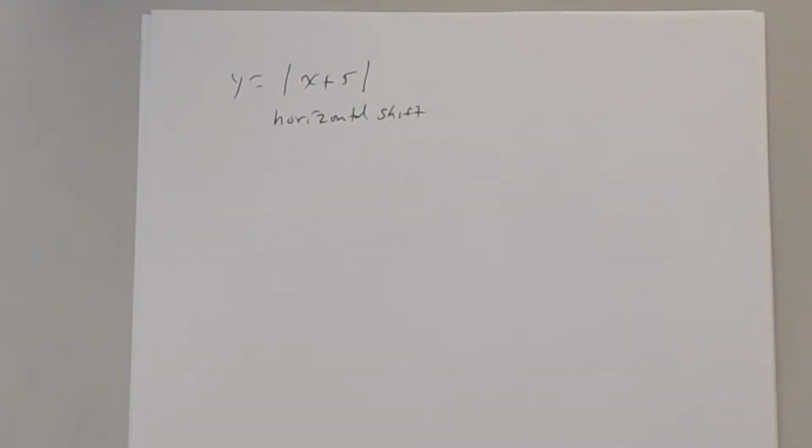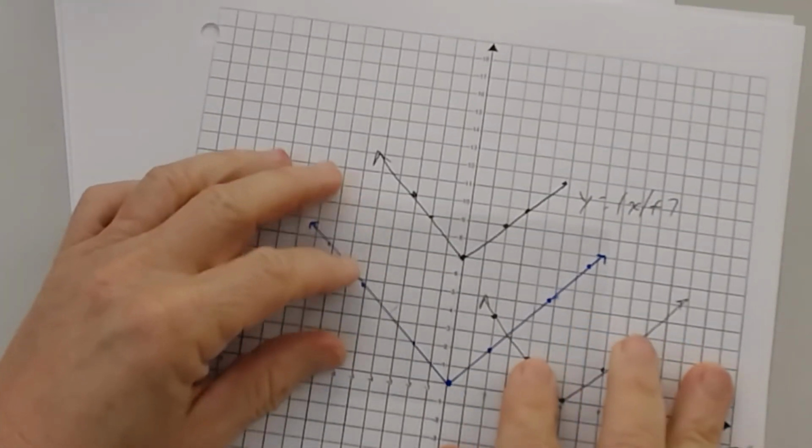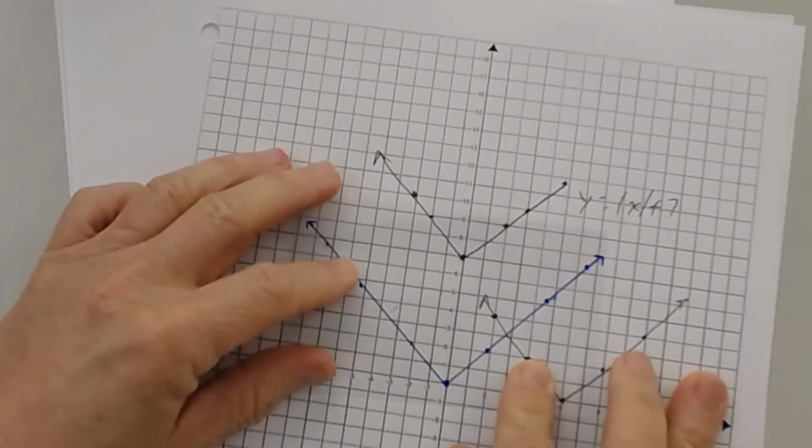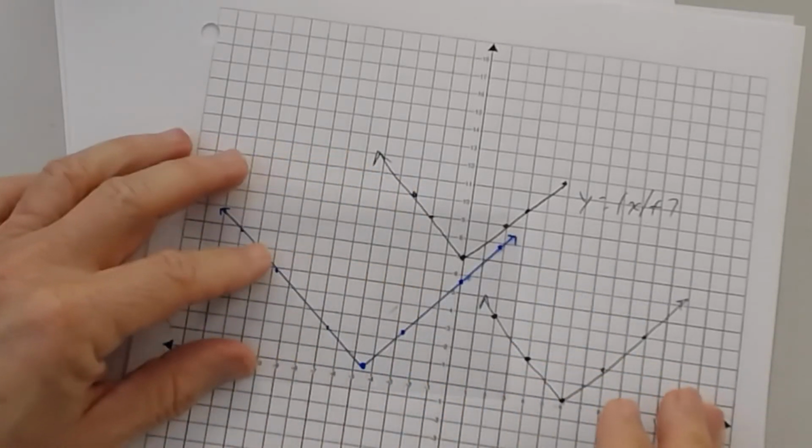All right. So remember, horizontal shift. Basically, the parent function, where's the vertex understood to be in the parent function? At the origin. So in your mind, you have this at the origin, and you have to ask yourself, I know it's horizontal shift, but am I going to shift it to the right 5 units or to the left 5 units?